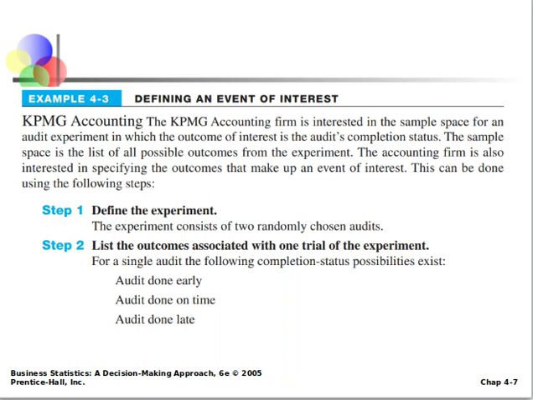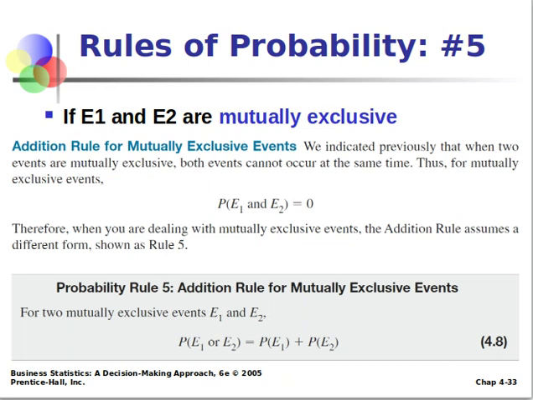We will continue with rule 5. Rule 5, rules of probability number 5, says that if event 1 and event 2 are mutually exclusive, this is the addition rule for mutually exclusive events. We indicated previously that when two events are mutually exclusive, both events cannot occur at the same time.